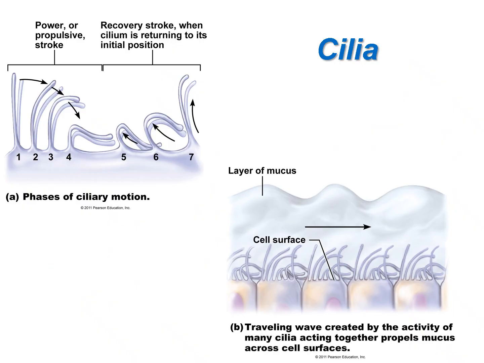Ciliated cells line the respiratory tract and the uterine tubes in females. In the respiratory tract, debris that we inhale when we breathe in is trapped in a layer of mucus. The cilia beat in a coordinated manner to move the debris-laden mucus in a direction away from the lungs, where we can cough it up or swallow it.